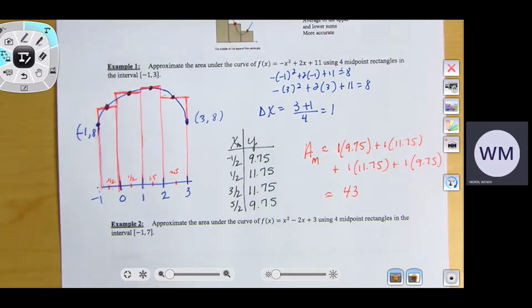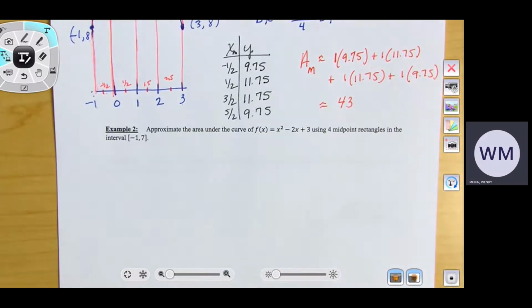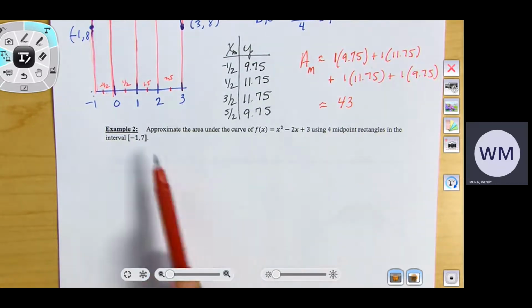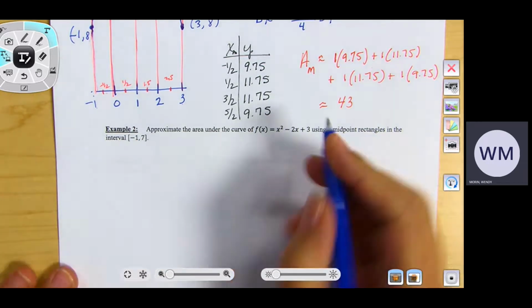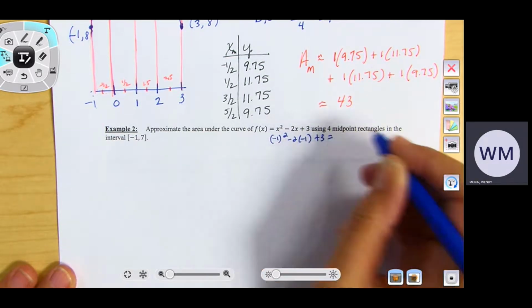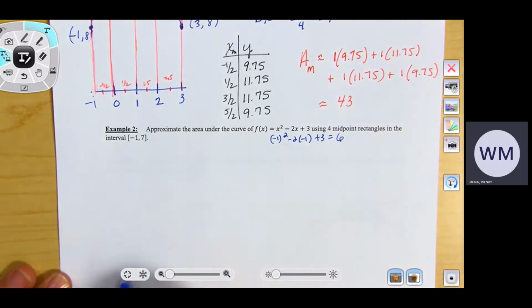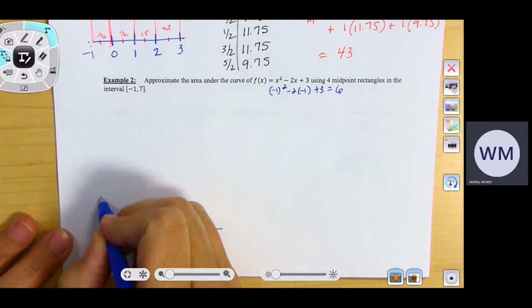All right, example number 2. Different equation, area under the curve using 4 midpoint rectangles. Again, this is a quadratic. Let's figure out where we're going to start. When you plug in -1 into x squared minus 2x plus 3, that's going to give you a y value of 6. So I'm going to be at -1, and I'm going to start at 6.